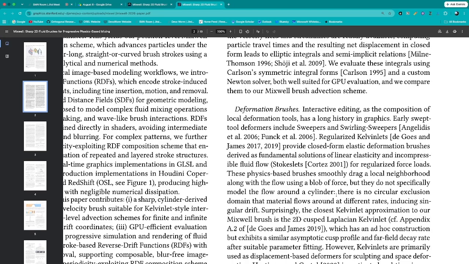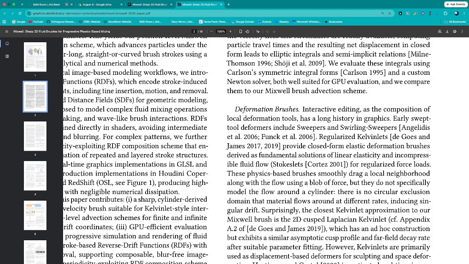Now you can do that, of course, and it works to some extent. It gives you a nice visual effect, and it models the physics as you might see them in a flow, but they do not specifically model the flow around a cylinder. Just because you can generate an image doesn't mean that it actually models the flow itself. What that means is that there is no circular exclusion domain, that material flows around at different rates, including inducing singular drift.